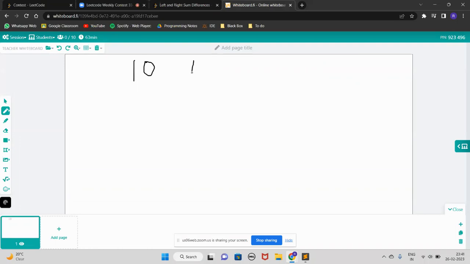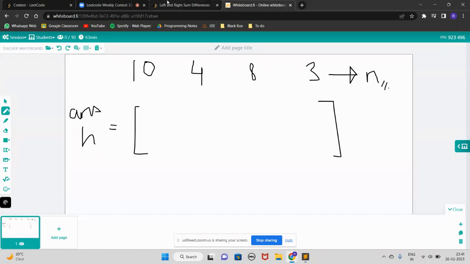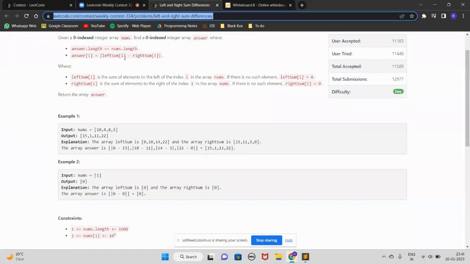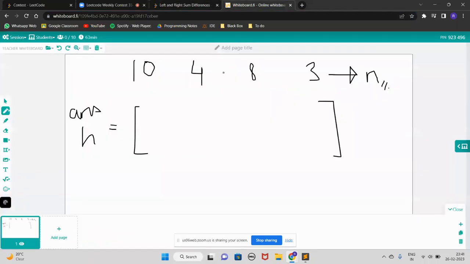Firstly, we are given one vector or one array, and let us say that the size of this vector is n. What we have to do is return one answer vector or answer array of size n, such that all of the elements are equal to the value leftSum[i] minus rightSum[i]. And what is the left and the right sum? So let us consider this 10.